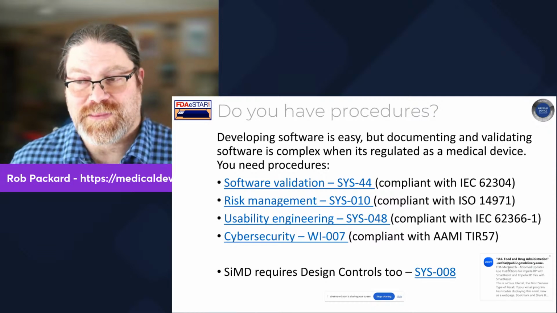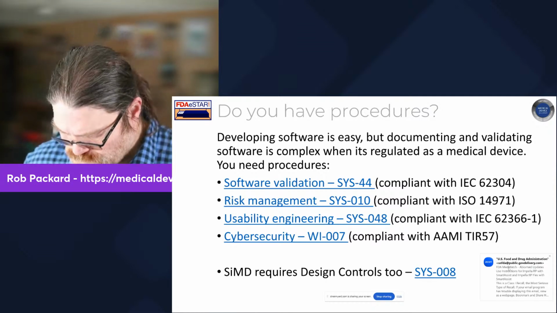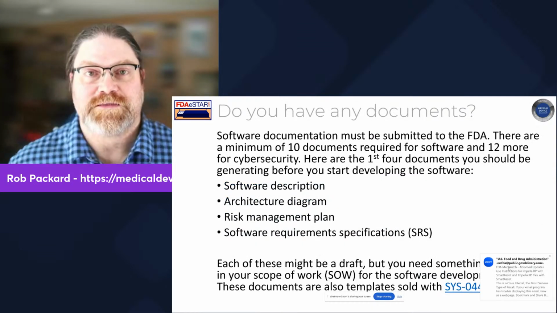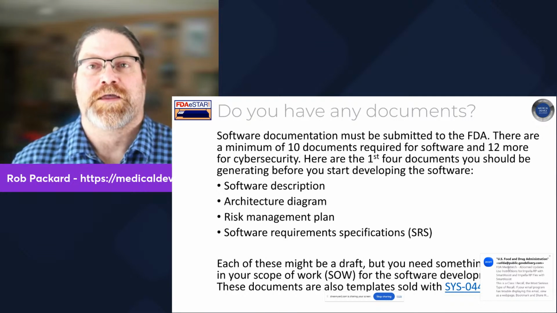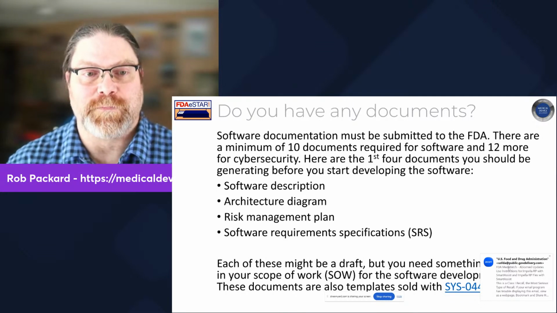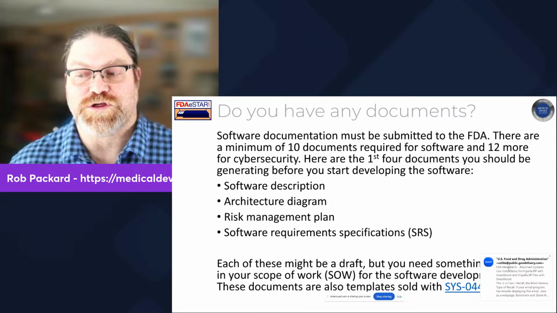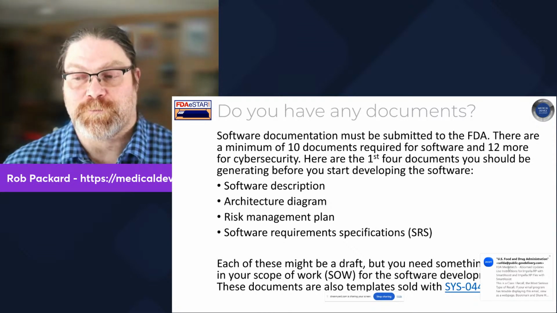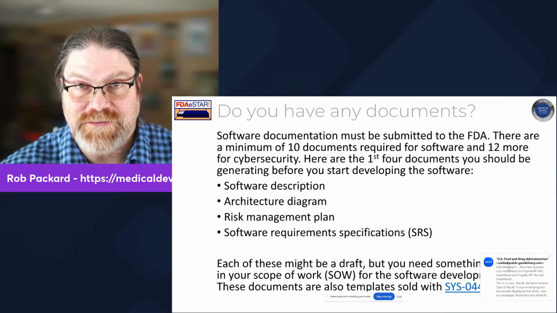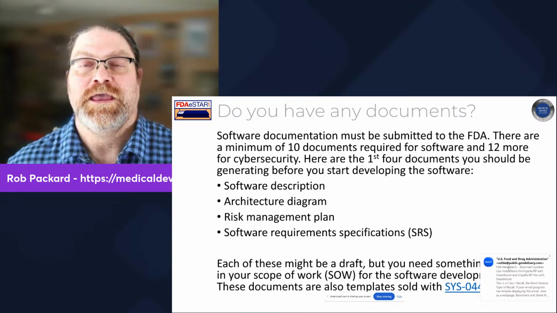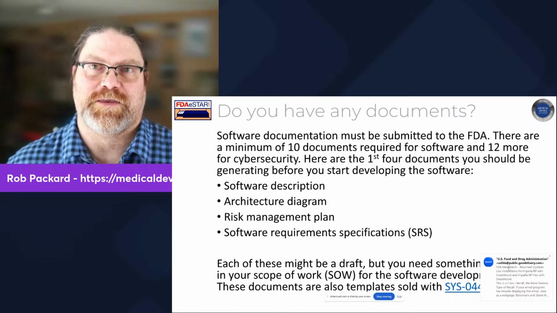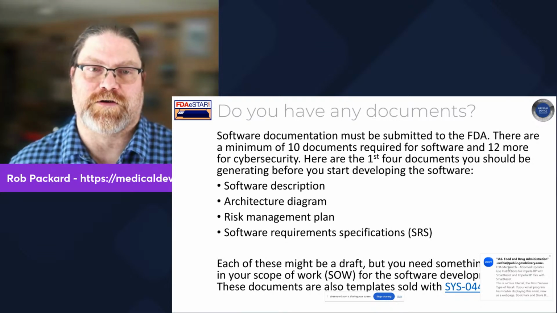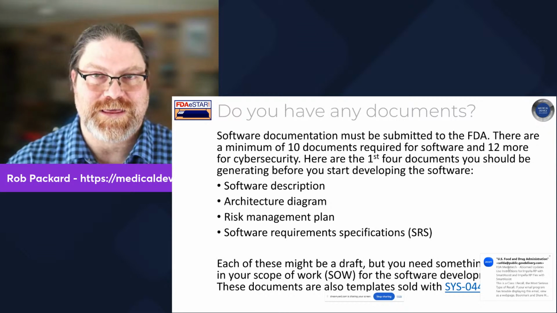Now, this next step, once you have the procedures in place, you're going to create some initial documents that are going to be the foundation of your development project. One of those is a software description. There's a place in the 510(k), it says attach your software description here. If you don't have that, you can't submit to the FDA. So you need a description of your software. They want it to be very detailed.